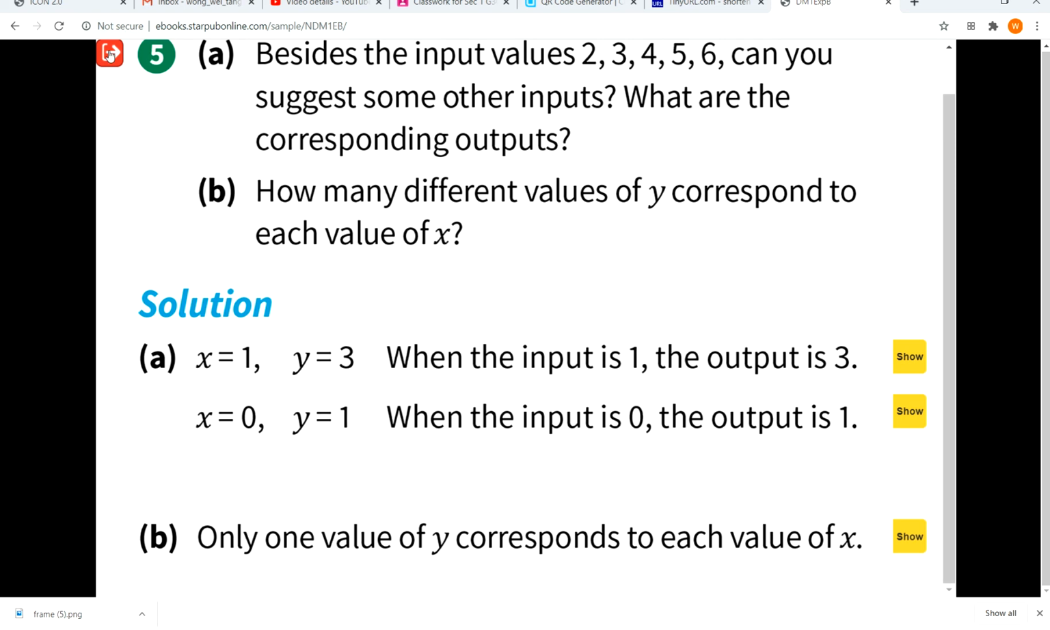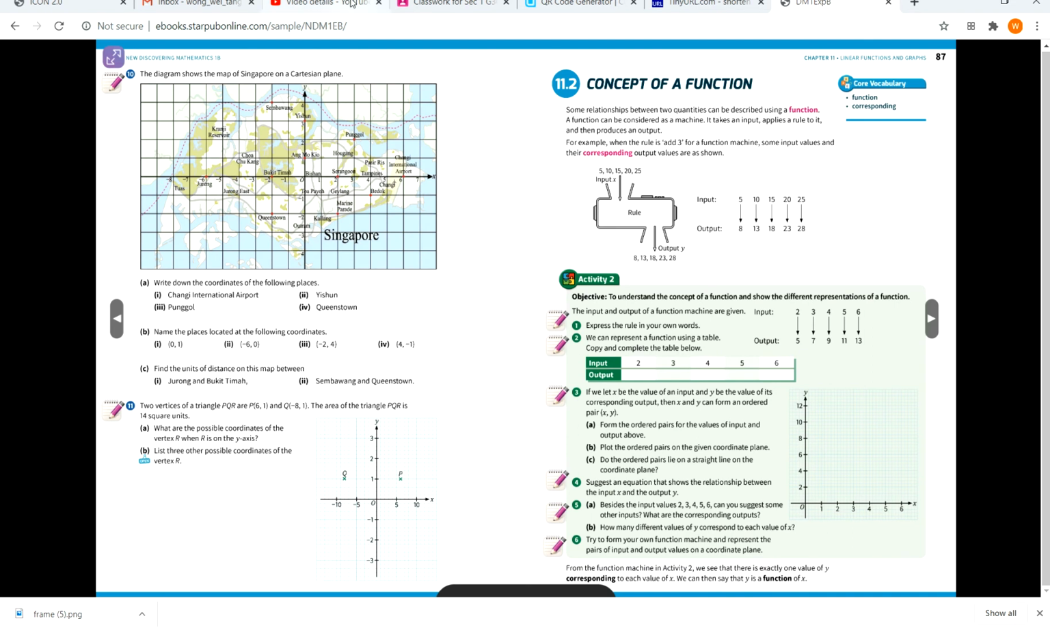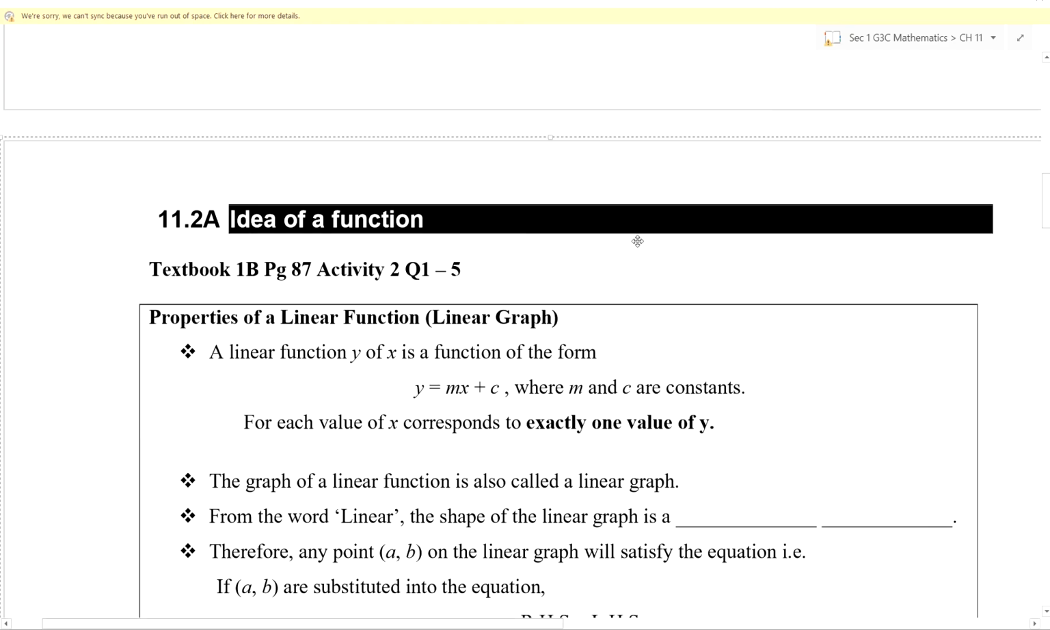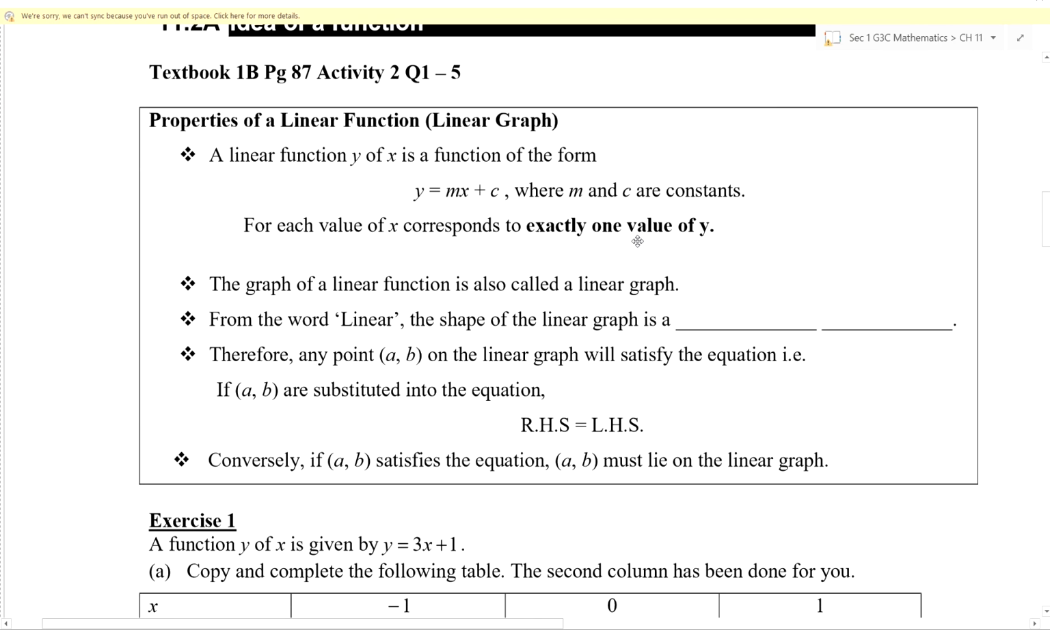You will not have 2 values of y for 1 value of x. So to carry on, a linear function y of x is a function in the form y equals mx plus c. And in this case, the value of m and the value of c are constants. The only variables will be our y and our x.